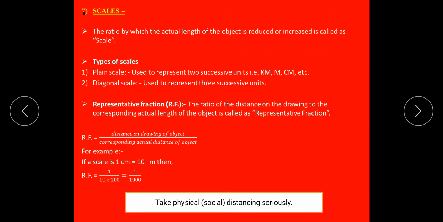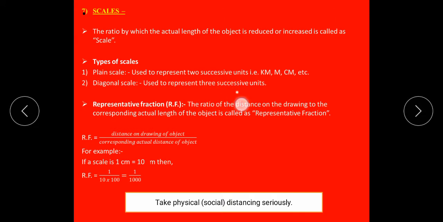There are two types of scale: the plane scale and the diagonal scale. The plane scale is used to represent two successive units, such as kilometer, meter, centimeter. The diagonal scale is used to represent three successive units. These are the two types.